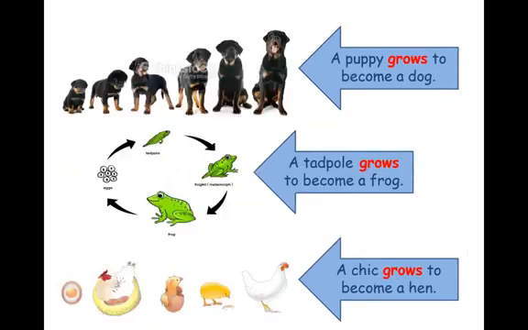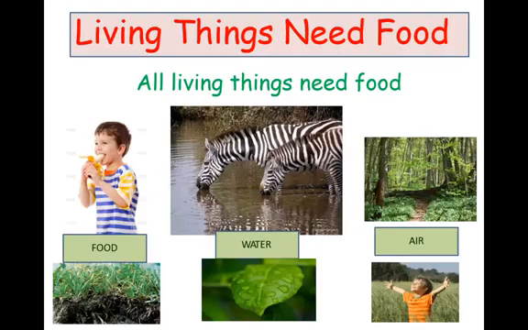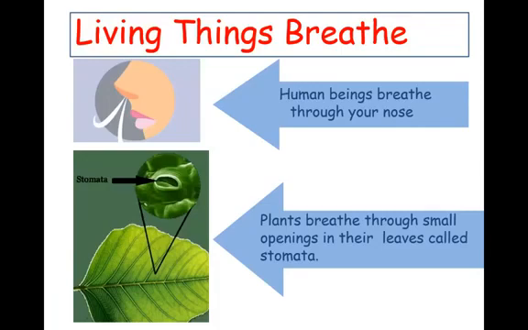Living things like a puppy grow to become a dog. A tadpole grows to become a frog. A chick grows to become a hen. Living things need food. Living things need food to grow, move, and keep their body fit and healthy. Plants make food for themselves. Animals move from one place to another in search of food. Non-living things do not need food.